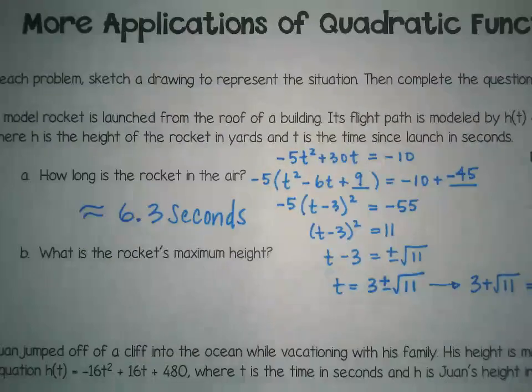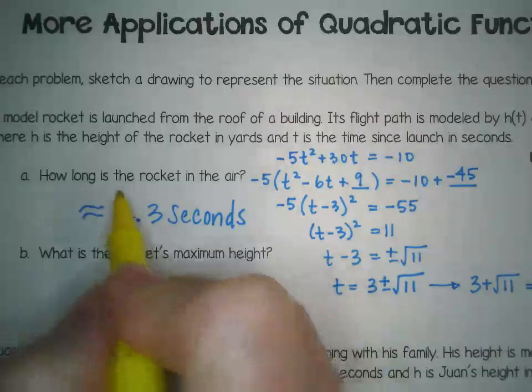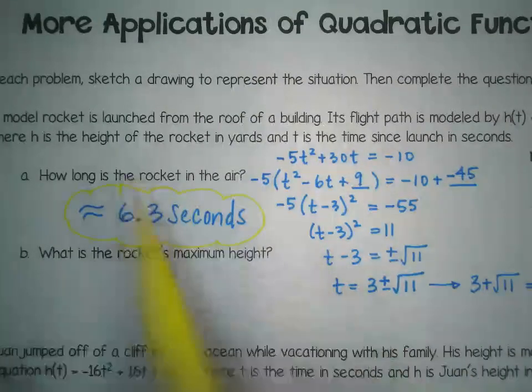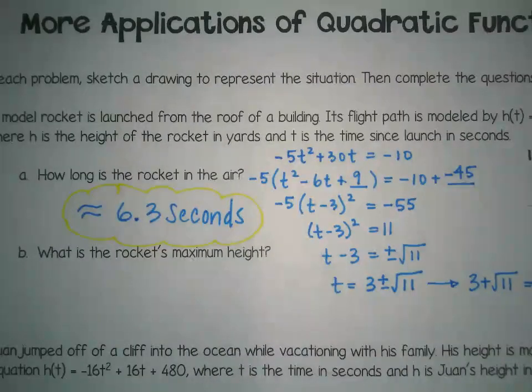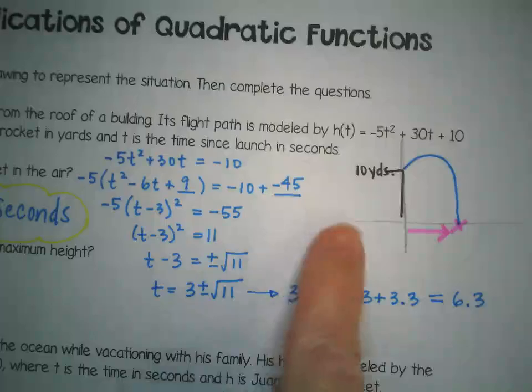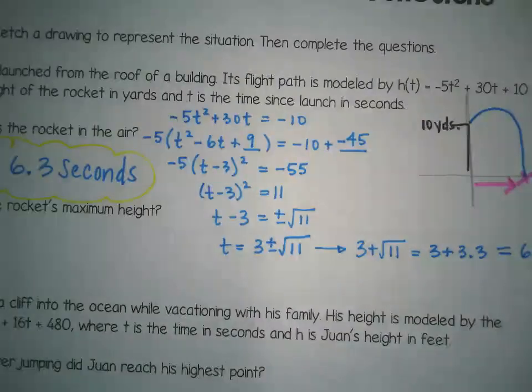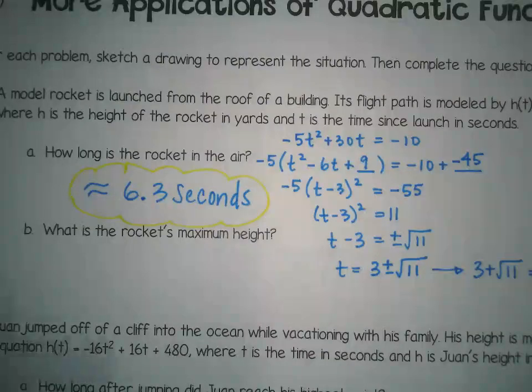So again, we didn't use the 3 minus the square root of 11 because that would have been the negative x-intercept, which would not have applied in this problem. All right, next part. What is the rocket's maximum height?